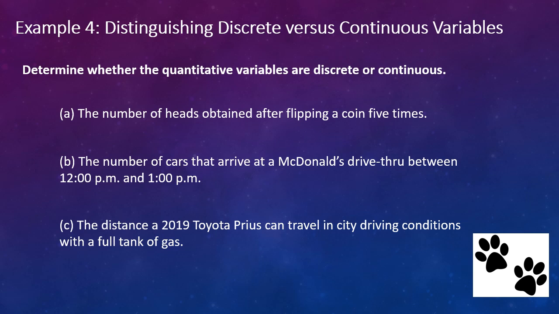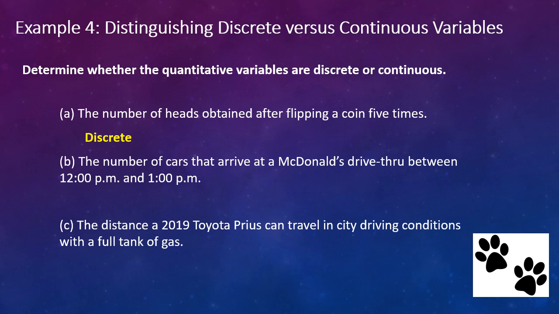The number of heads obtained after flipping a coin 5 times. This is very simple to calculate. We can just do the experiment 5 times and count the number of heads, and we can see that there are 6 possible answers. I could have 0 heads, 1 head, 2 heads, 3 heads, 4 heads, or 5 heads after flipping 5 times. So there's 6 possible answers. That is a finite possible number of results, and so this is discrete.